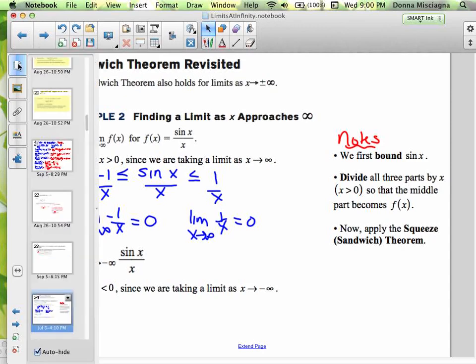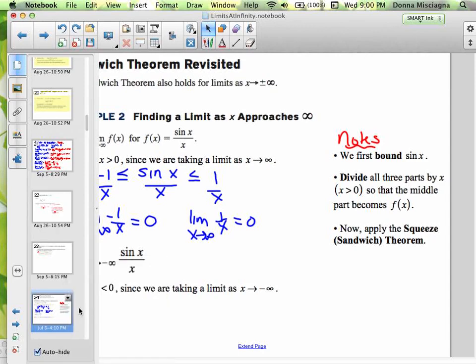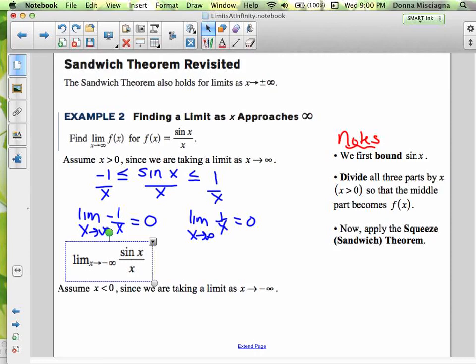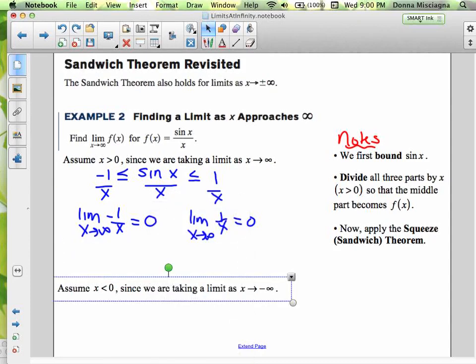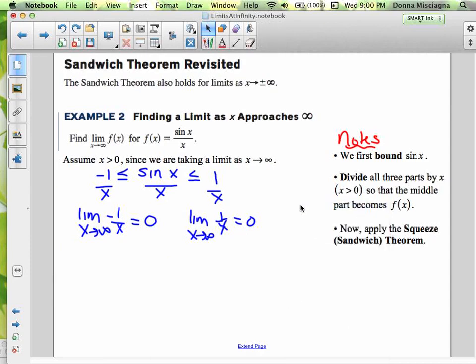I'm going to give myself a little more space because I can. I don't want to insert a blank page. I want to clone this page. I think we have cloned it successfully. Yes. I'm realizing that I'm running out of space, so I'm going to get rid of this. Cut. And then we'll continue with our limit.